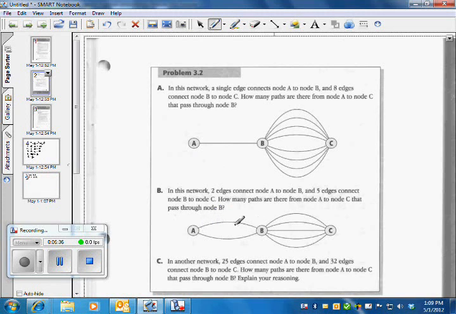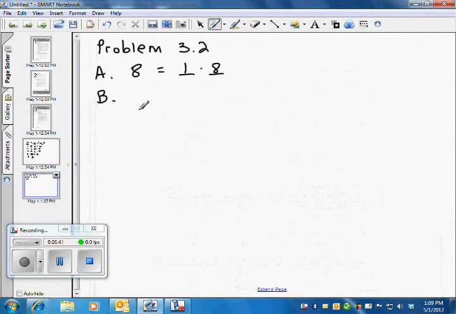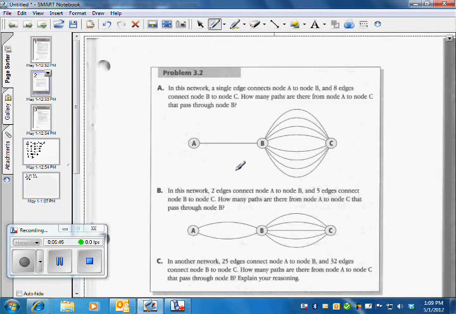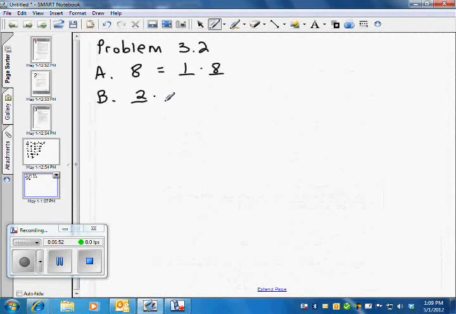So in number 2, we could just see, all right, how many choices do we have to go from A to B? Obviously, there's 2. How many pathways from B to C? 1, 2, 3, 4, 5. So using the counting principle, 2 times 5 reveals that there are 10 different pathways that go from A to C all the way through B.